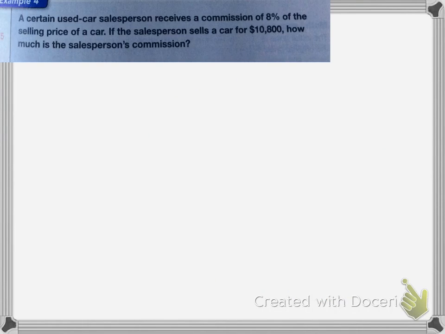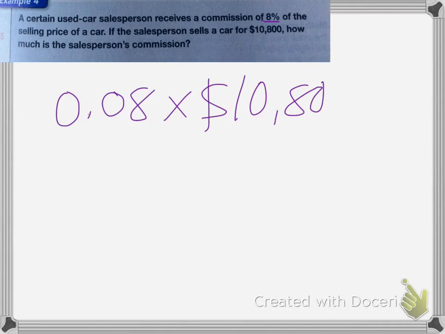Here with this problem, a certain used car salesman received a commission of 8% on the selling price of a car. If the salesperson sells a car for $10,800, how much is the salesperson's commission? So I have 8%, and with money it's easier to change it to a decimal. So we're going to do 0.08 for 8%. Of is multiply. Selling price of the car is $10,800 equals the commission. Okay, so I'm going to multiply that.